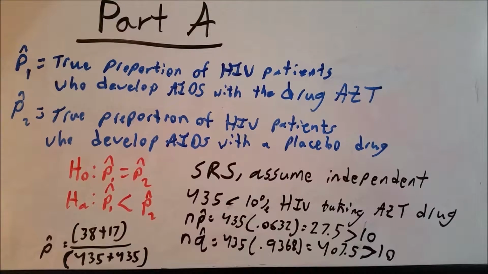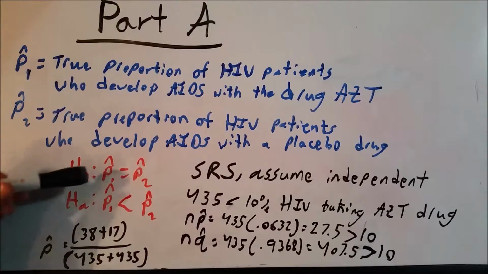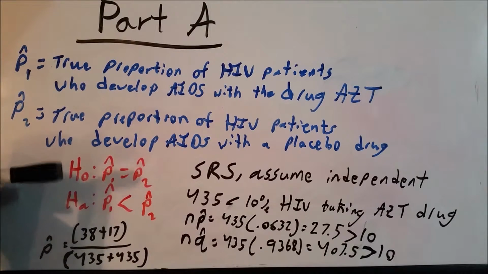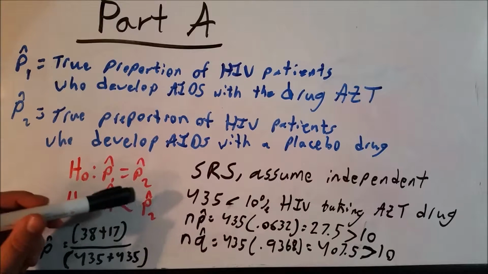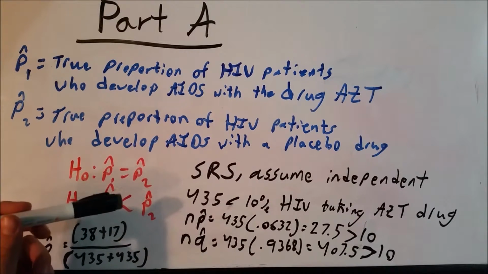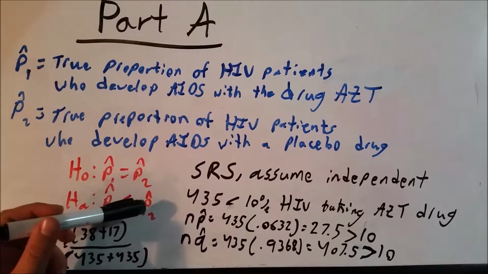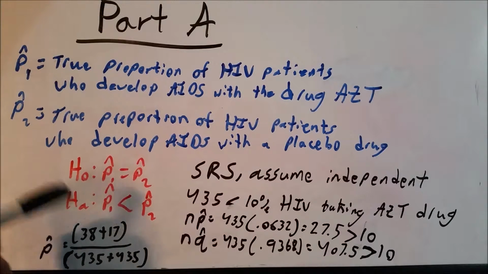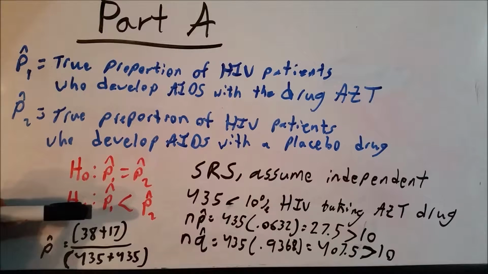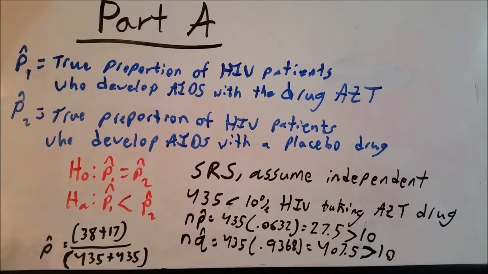And from here we can state our hypothesis, which is p hat 1 will be equal to p hat 2, so the AZT drug will equal the placebo. But for the alternative hypothesis, p hat 2 would be greater than p hat 1. And this means that more people will develop AIDS with the placebo than the AZT drug. So the AZT drug will lower the amount of people who develop AIDS.